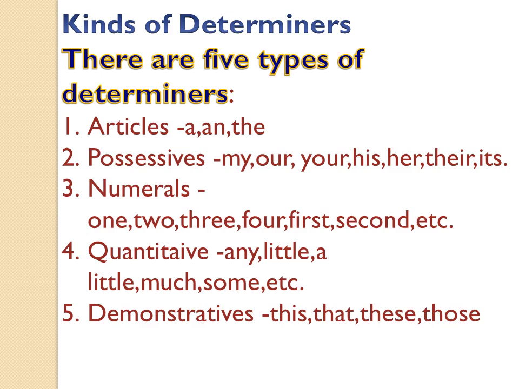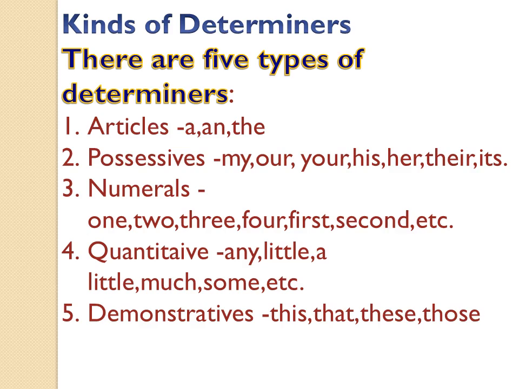Let's take the example words of quantitative: any, little, a little, much, some, etc. And the last one is demonstrative. The words that come under this type are this, that, these, those. So students, this was a brief description of the types or kinds of determiner.